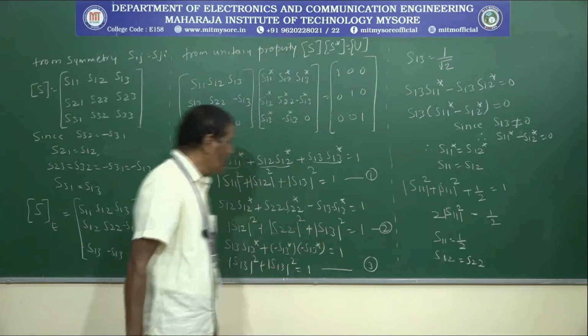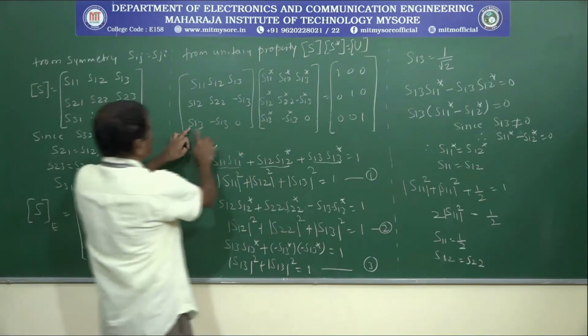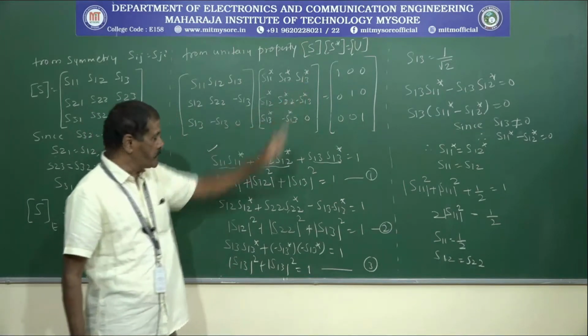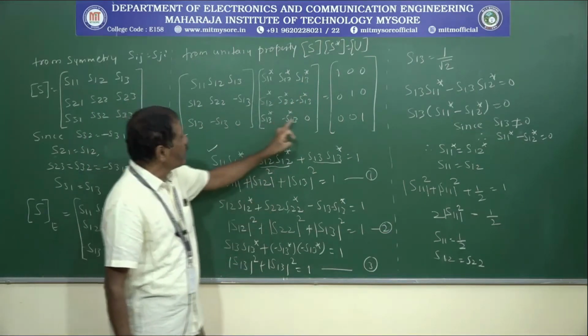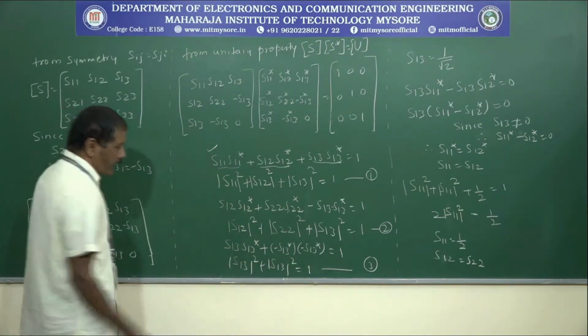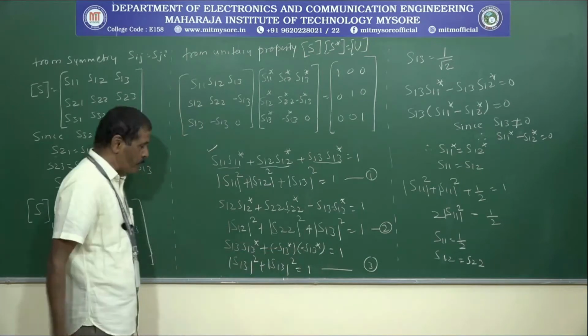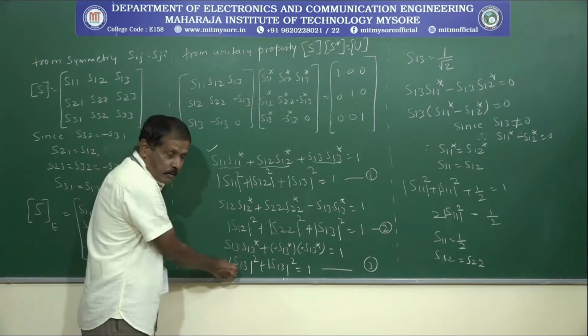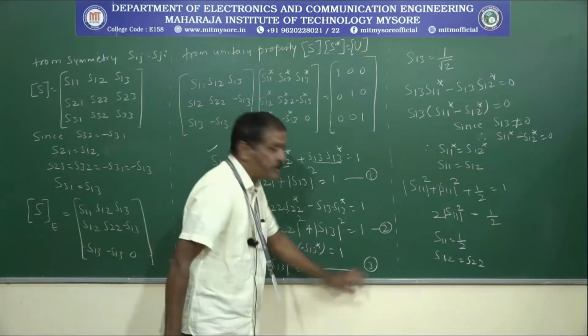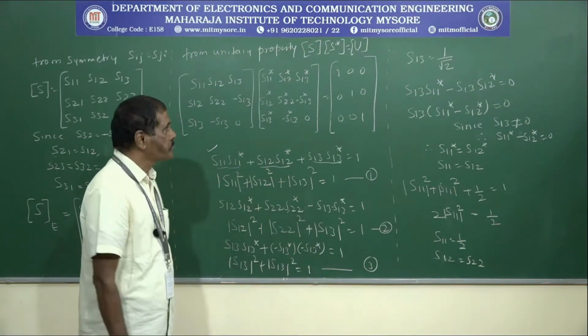Or it as equation number 2. Then, for the third row and the third column, that is S13 into S13 star minus S13 into minus S13, and this value is equal to 1. Here also minus and minus is going to be plus, then I can write it as S13 square plus S13 square, so this is equal to 1, we will call it equation number 3.